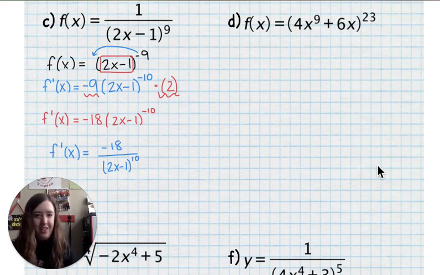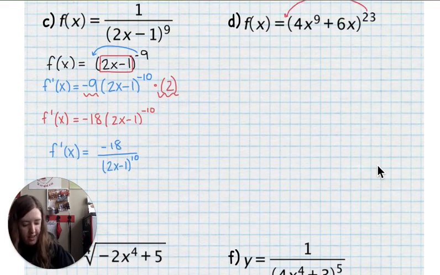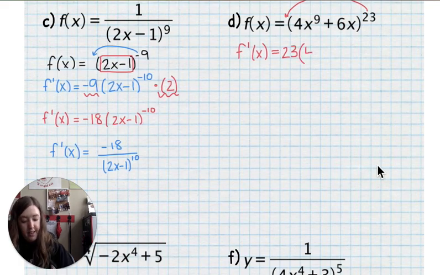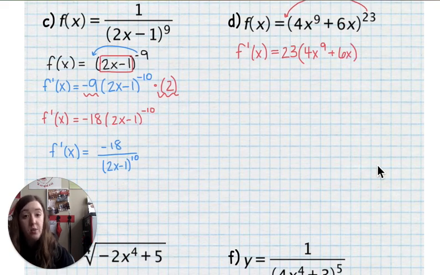Okay, now let's try this next one. So we're going to take the derivative of the outside. So that means we're going to multiply by our power out front. 1 times 23 is 23. The inside stays the same: 4x to the 9th plus 6x. And then we'll subtract 1 from our power. 23 minus 1 is 22.